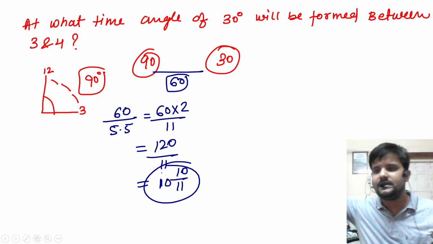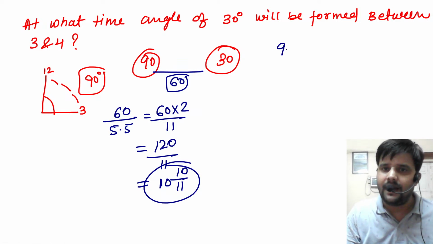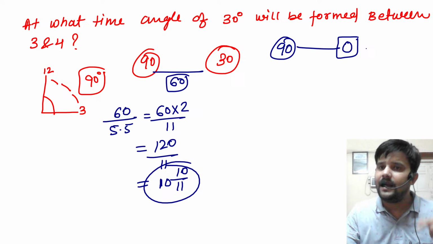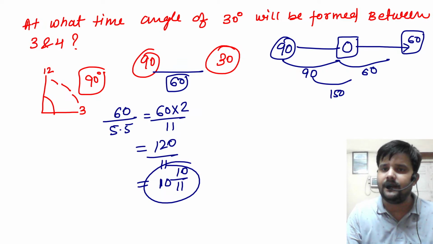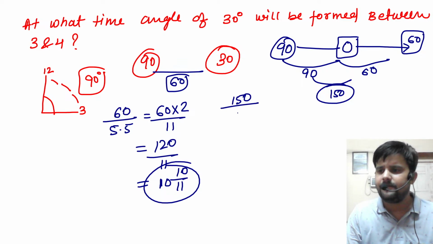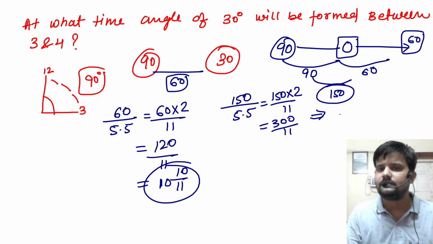Second instance will be after 0. So what will happen? From 90 to 0 first, it will become 0. Then after 0, it will form 60. So how much is the distance? From here to here, it is 90. From here to here, it is 60. So you actually have to cover 150 degree for that instance. So the answer for that moment would be 150 divided by 5.5. Your answer would be 150 into 2 by 11, which means 300 by 11. 300 by 11 means 27 whole 3 by 11.